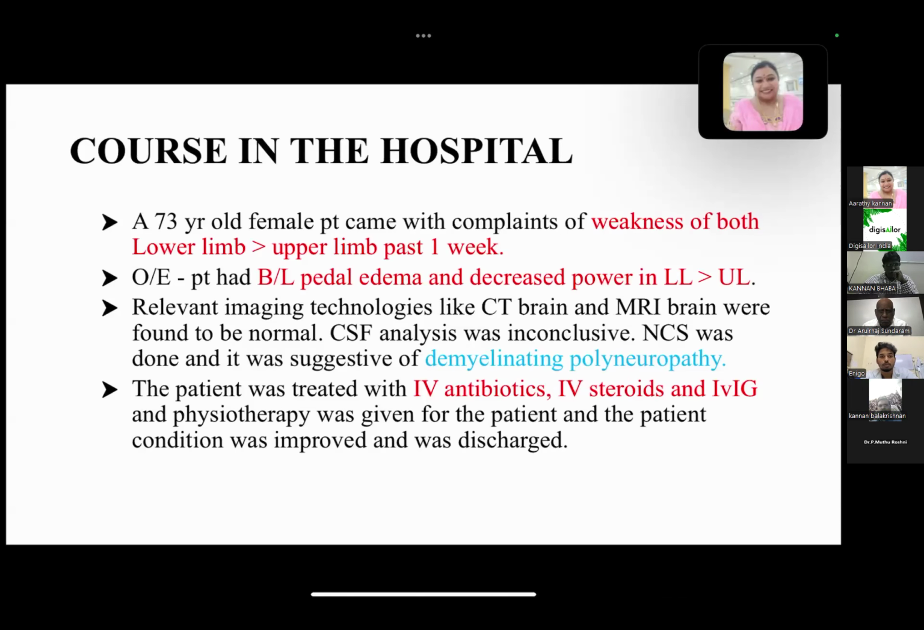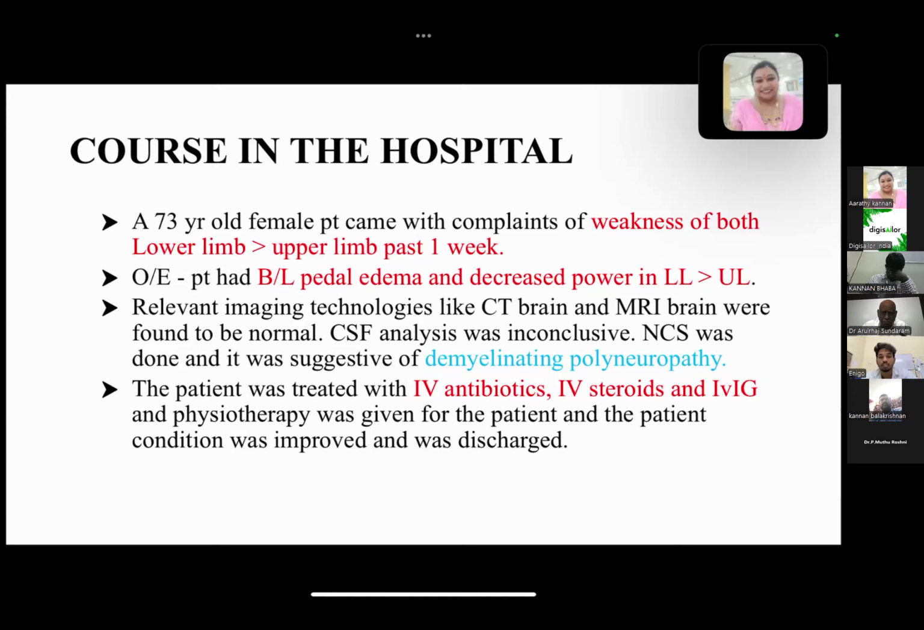The course in the hospital: the patient, a 73-year-old female, came with complaints of weakness in both upper and lower limbs, more in the lower limb than the upper limb, for the past 1 week. On examination, patient had bilateral pedal edema and decreased power in lower limb more than upper limb. And she had a loss of reflexes in ankle and plantar. Relevant imaging like CT brain and MRI was done, but it was normal. CSF analysis was done and it was inconclusive.